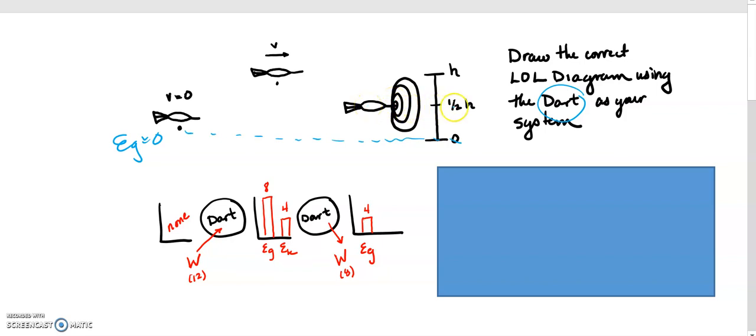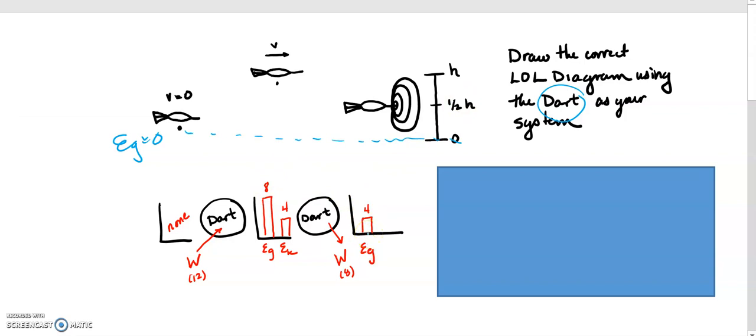And it's at 1/2 the height, so it is still above the ground. So it does have EG. Since it has 1/2 the height, it should have 1/2 of my starting EG. So that's why I went from 8 to 4. If I had 6 here, I'd put 3 here. Half the height, half the EG.